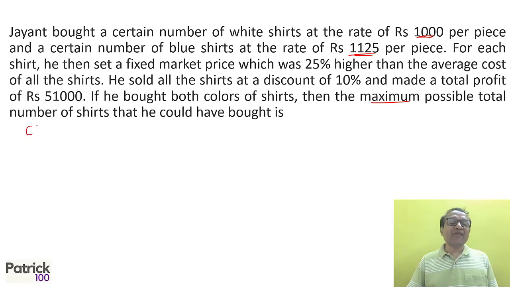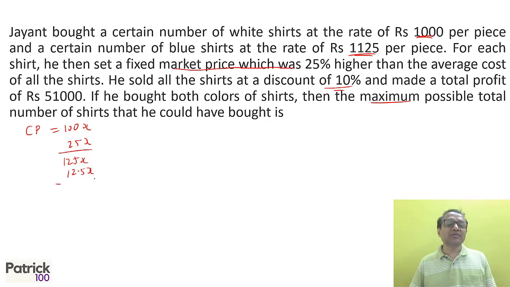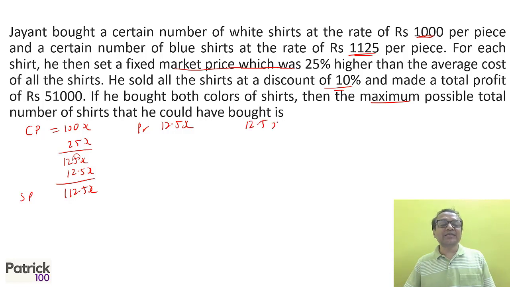If I assume the average cost price is, let's say, 100x. Okay, I'm marking up by 25x, a fixed mark price, which is 25% higher. So 125x. And I'm giving a discount of 10%. So 10% of 125x is 12.5x. Just put a point to the left, 12.5. So 112.5x is the selling price. So profit becomes 12.5x, right? 12.5%. So if 12.5x stands for 51,000, then the total cost price 100x stands for how much?